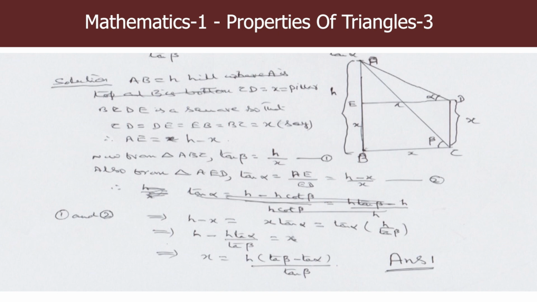And now from triangle ABC, tan B is equal to H by X. So that is reference number 1. Also from triangle AED, tan alpha is equal to AE by ED, which is H minus X by X. So therefore, H minus X is equal to X tan alpha, which is equal to tan alpha into H by tan beta. So therefore, H minus H tan alpha by tan beta is equal to X. So therefore, X is equal to H into tan beta minus tan alpha by tan beta.